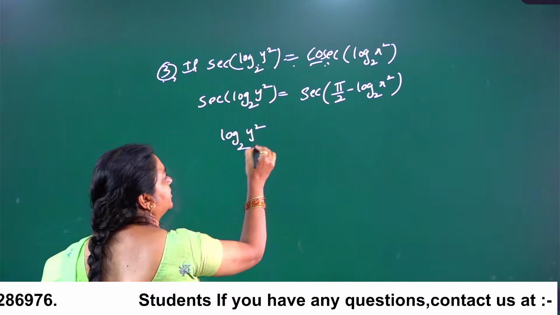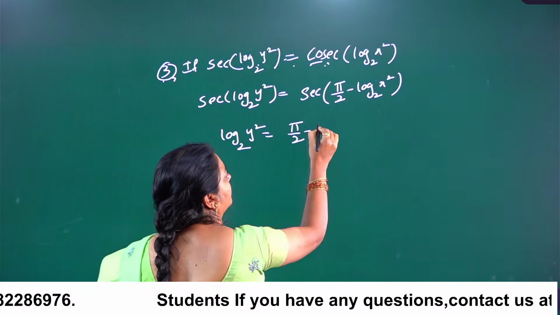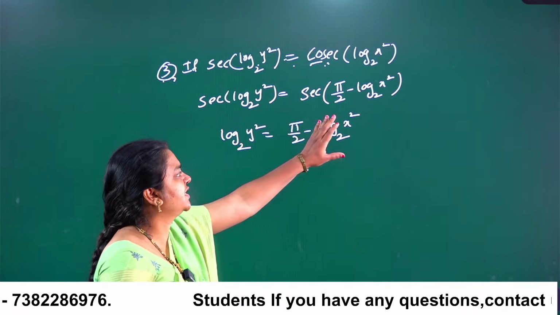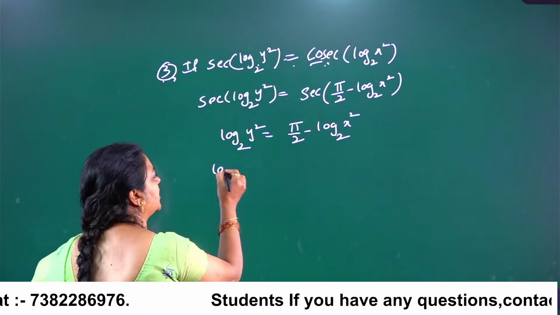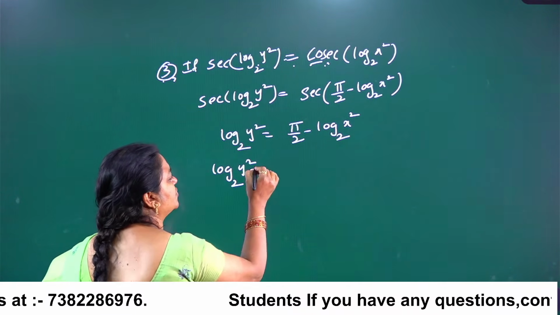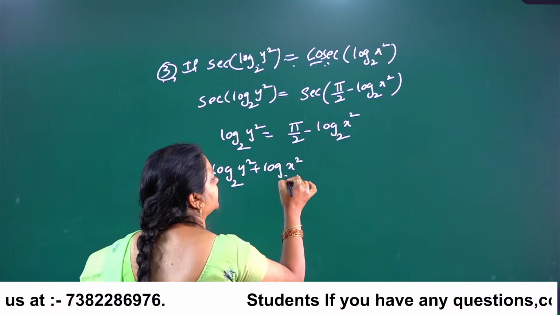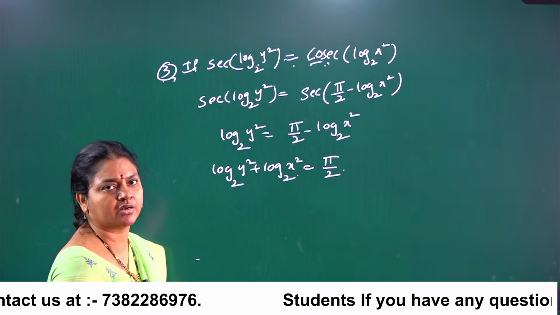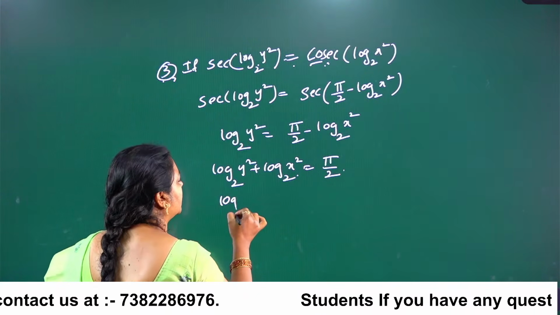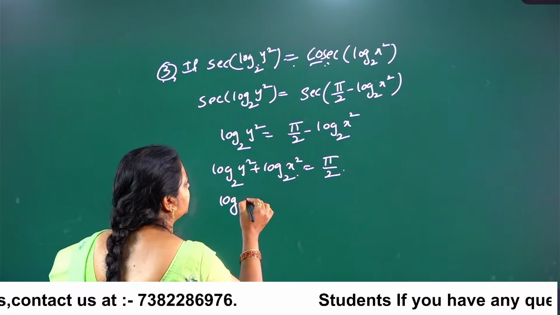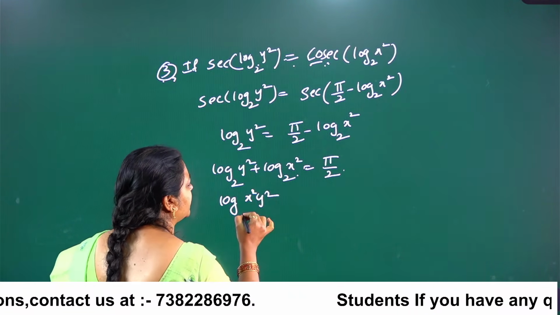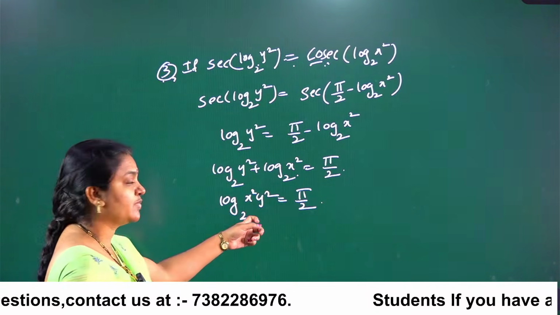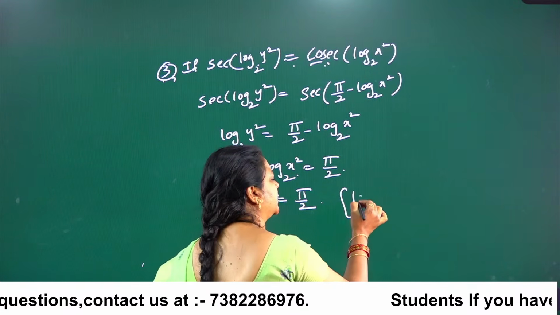Log y square by 2 is equal to, on the right hand side, pi by 2 log of x square base 2. I'll keep the constant here, and bring this term over. So that is log y square base 2 plus log x square base 2 is equal to pi by 2. This is the basic principle, log m plus log n, so log mn. Here m and n are x square and y square. The base is the same, 2, and pi by 2. This is the basic logarithm principle that you studied in the 9th class, isn't it?